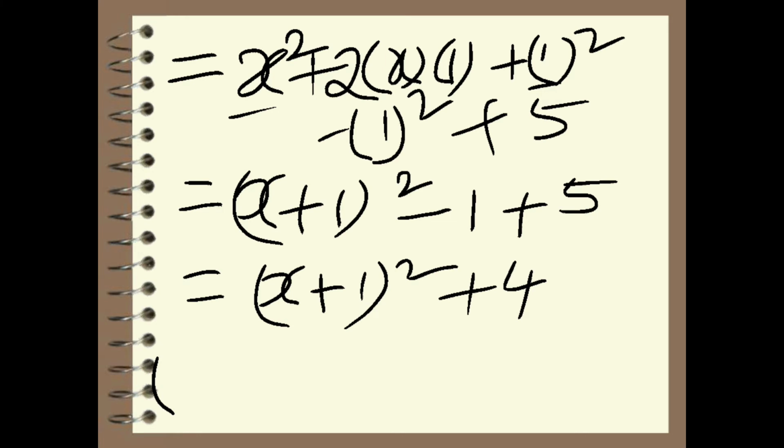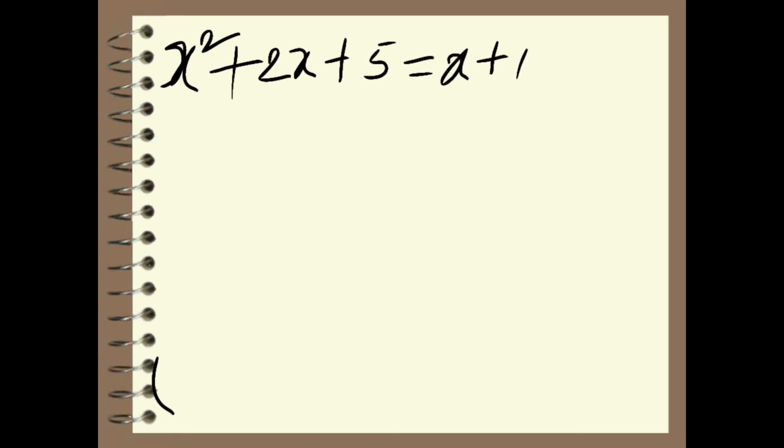Okay, right. So we can write in the place of x square plus 2x plus 5, x plus 1 whole square plus 4. In the place of x square plus 2x plus 5, what we can write? x plus 1 whole square plus 4. So x square plus 2x plus 5 equal to x plus 1 whole square plus 4.